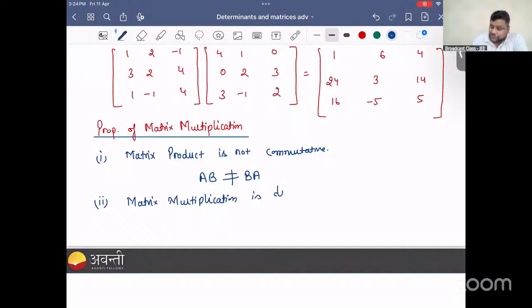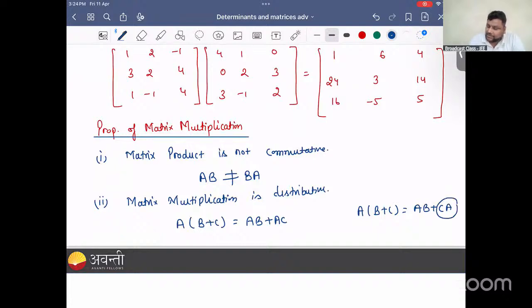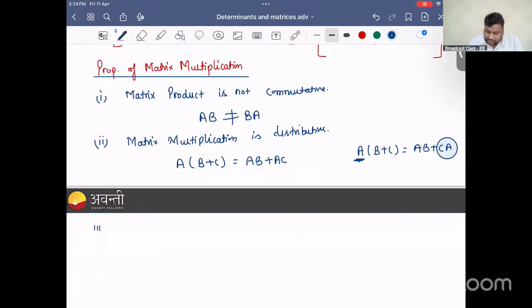So, first property. Second, matrix multiplication is distributive. That means if you multiply A with B plus C, sum of two matrices, you will get AB plus AC. One thing I would like to bring to your notice, take care of the order in which matrices are given. Sometimes students write A times B plus C as AB plus CA. This is not correct. Since A is a prefactor, it will remain a prefactor only. Am I correct?